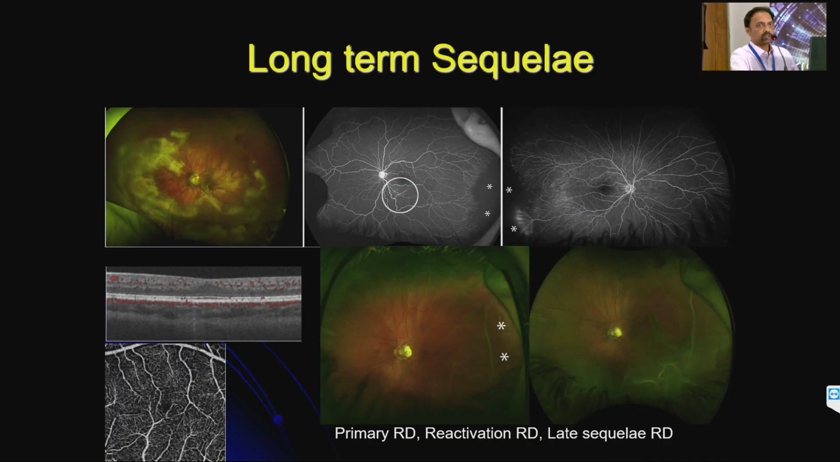And lastly, they have, I think, taken off the term cicatricial ROP and they've called it long-term sequelae. And this includes all the peripheral detachments, the peripheral retinal breaks, the retinoschisis, the macular folds, falciform folds, etc. So this is the term now that they've used. They also try to define what is the primary RD, what is the reactivation RD, what is the late sequelae RD. All of these are slightly different.